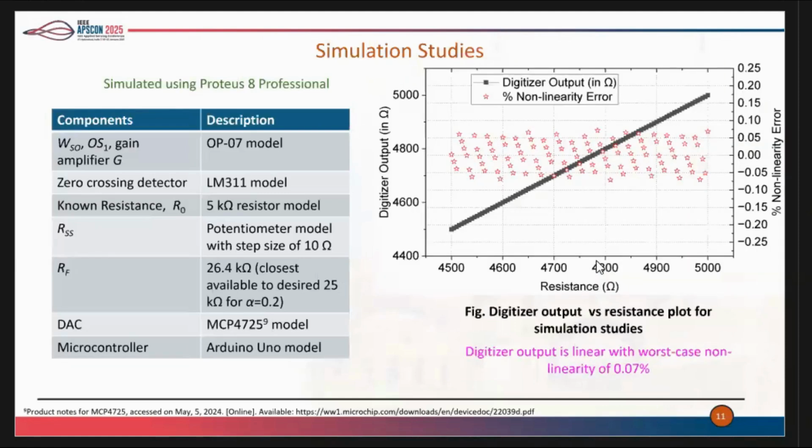The circuit was simulated using Proteus 8 Professional software. This is the actual value of the resistance, and this is the digitizer output in ohm. We varied the resistance from 4.5 kilo ohm to 5 kilo ohm, and we can see that the digitizer output is linear with varying resistance, and this red point shows the percentage non-linearity. The maximum non-linearity was around 0.07%.